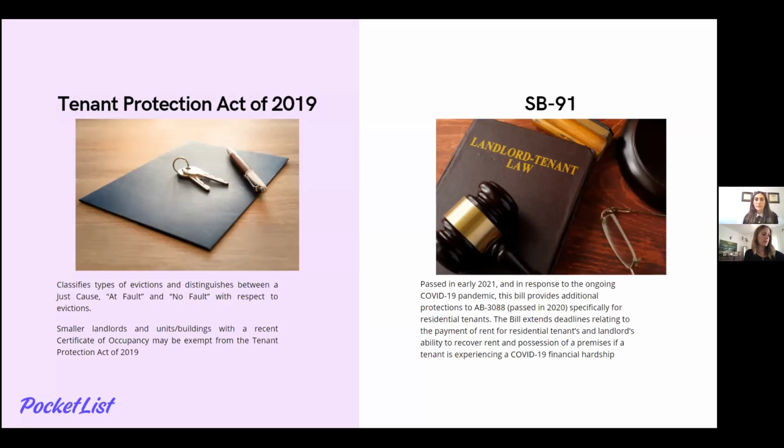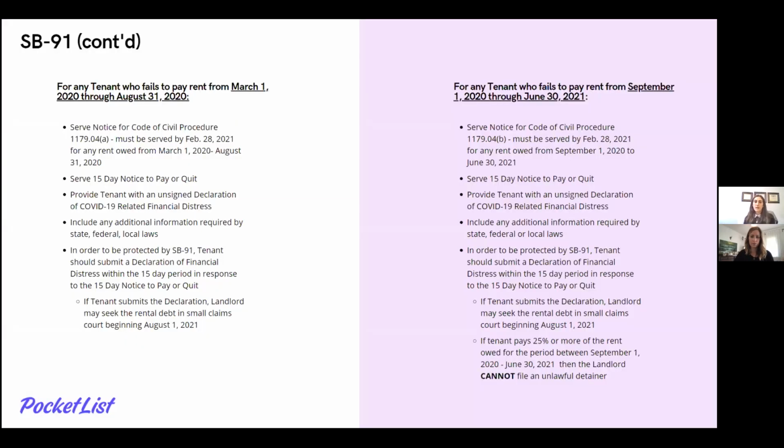The bill extends certain deadlines relating to when a tenant is able to repay certain rent, when a landlord can bring an action to recover past rent owed, or when a landlord can bring an eviction action. And it also provides protections for tenants if they are experiencing a COVID-19 related financial hardship and are unable to pay rent during protected periods of time. So we'll go into that in a little bit more detail.